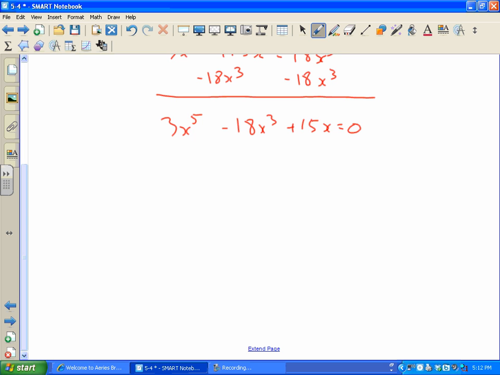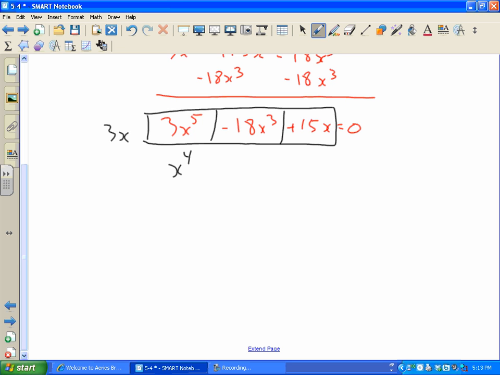Name of the game today is factoring. 3x to the fifth minus 18x cubed plus 15x. You guys know how to factor that. We've been factoring all day. I will divide out my greatest common factor. I've got a 3x to the fifth, negative 18x cubed, and a positive 15x. I will divide out a 3x. That now gives me x to the fourth minus 6x squared plus 5.